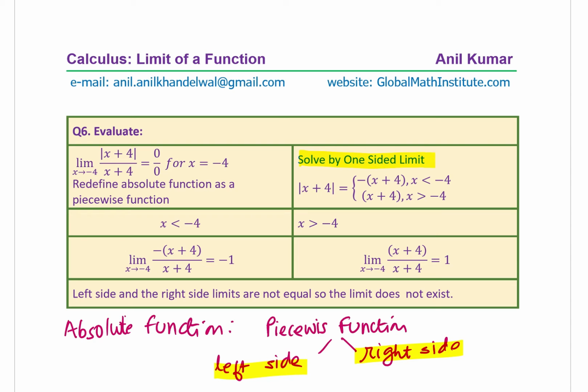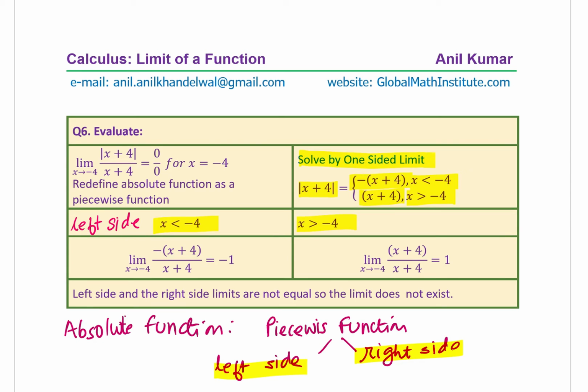So we have first defined our absolute function. The absolute function x plus 4 should be written as minus of x plus 4 when x is less than minus 4. But it is positive value when x is greater than minus 4. So we have now two intervals to work with. Perfect. When we are working on the interval of x less than minus 4, we are actually trying to find limit from the left side, right? So that is our left side.